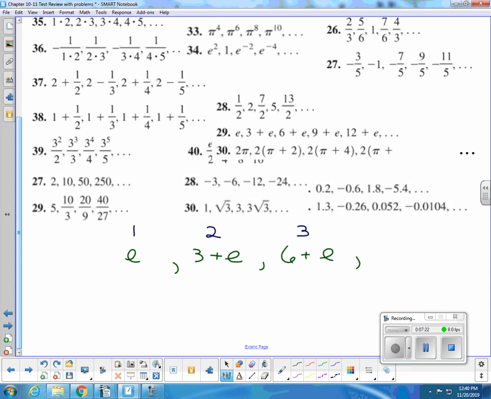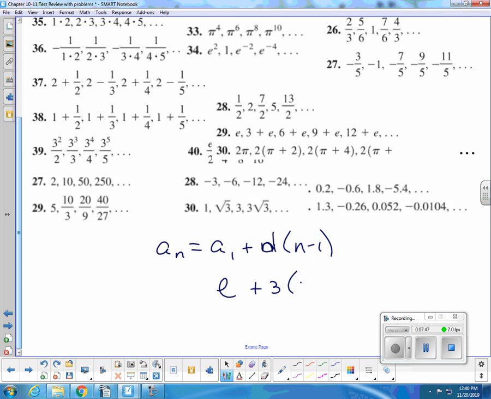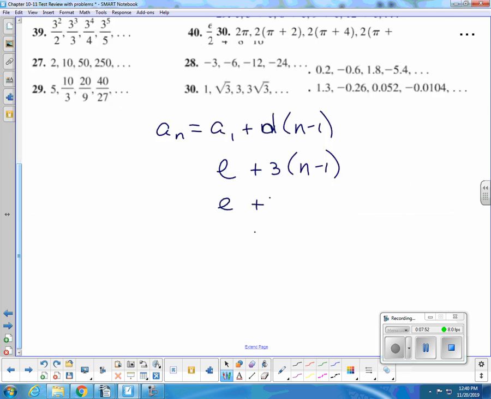Here's my question. Is it arithmetic? Are we adding the same each time? Aren't we adding 3 to each one? Yeah, so we can do it as arithmetic. The arithmetic sequence formula is this. Our first term is E, so we have E plus 3n minus 3. That would be your sequence.